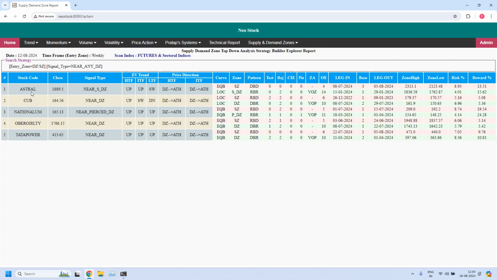If you don't understand how to study this report, I request you to complete lesson 21.1, which is part 1 of lesson 21. There I explained each and every column, their values, and abbreviations in detail. I have also explained how to draw the zones in TradingView by taking the leg-in timestamp, leg-out timestamp, and also the base candle count. So please complete lesson 21.1.